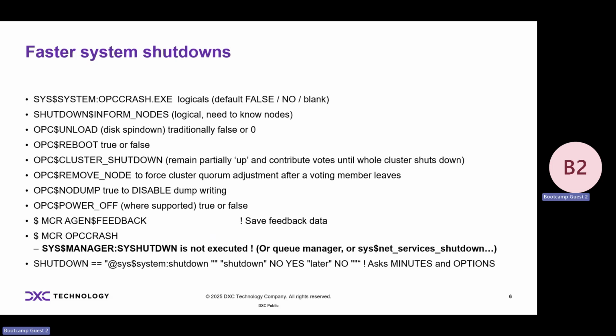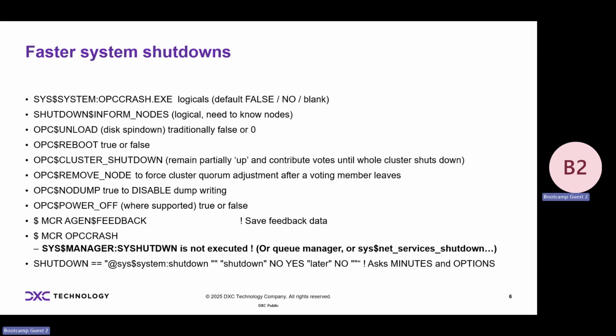Anyway, so a few important things here. Shutdown $inform nodes. Now, if you've got a cluster and you are shutting a system down, in order to avoid worrying everybody, just put the name of the system that is going down, and only the people logged onto that system will be told that it's going down. This is a bit of a historical one, really. So these are all the logicals. OPC $unload. This is when you do dismount/unload on a disk, and it would physically spin down the disk. With the lack of spinning disks, it's not really important.